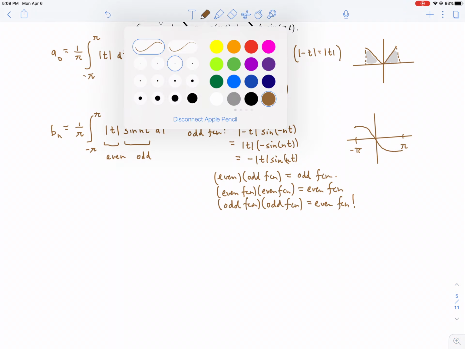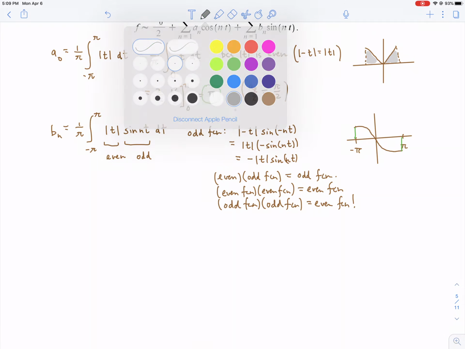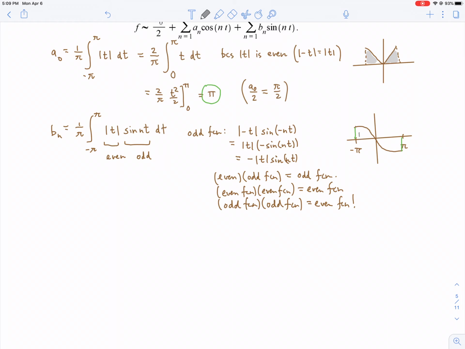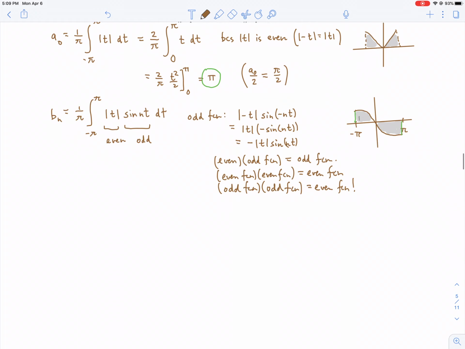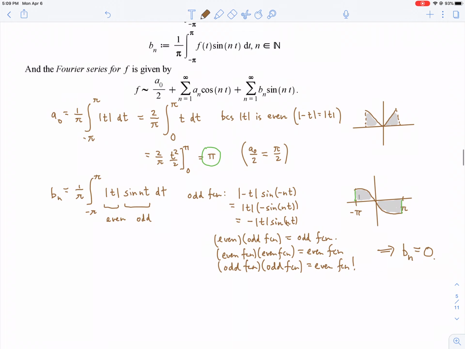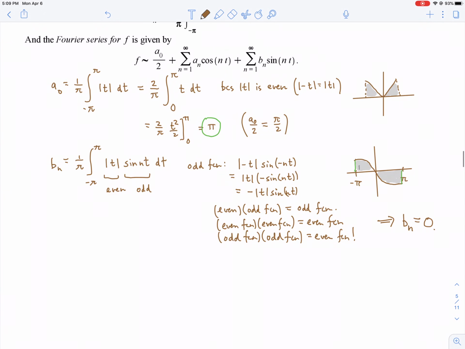Okay, anytime you have an odd function and a symmetric interval, the integral over that symmetric interval with respect to the origin is going to be 0 because the signed areas cancel out, or again, you can check it analytically just using substitution in definite integrals. So all the sine coefficients are 0. And that'll always happen when you're dealing with an even function and doing the Fourier series.